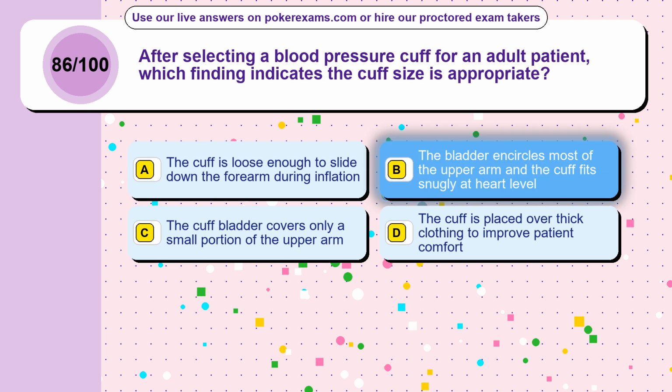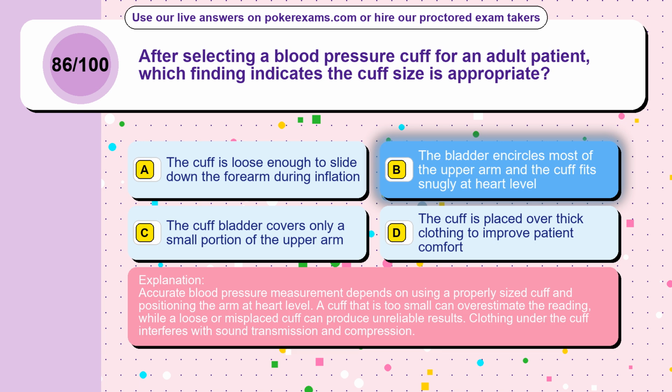The bladder encircles most of the upper arm and the cuff fits snugly at heart level. Accurate blood pressure measurement depends on using a properly sized cuff and positioning the arm at heart level. A cuff that is too small can overestimate the reading, while a loose or misplaced cuff can produce unreliable results.